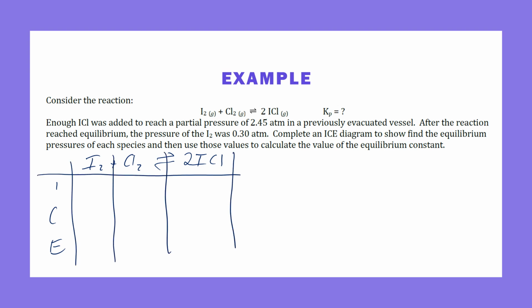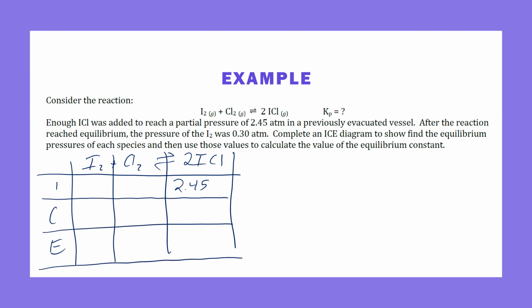And they tell us that enough ICl is added to reach a partial pressure of 2.45 atm. You can use molarity or atm in ICE charts. And it says it was in a previously evacuated vessel, so we know we don't have any I2 or Cl2 to begin with. After the reaction reached equilibrium, the pressure of the I2 was 0.3 atm. Complete the ICE diagram to find the equilibrium pressures of each species and use those values to calculate the value of the equilibrium constant. There's a couple extra words in there that we don't need.